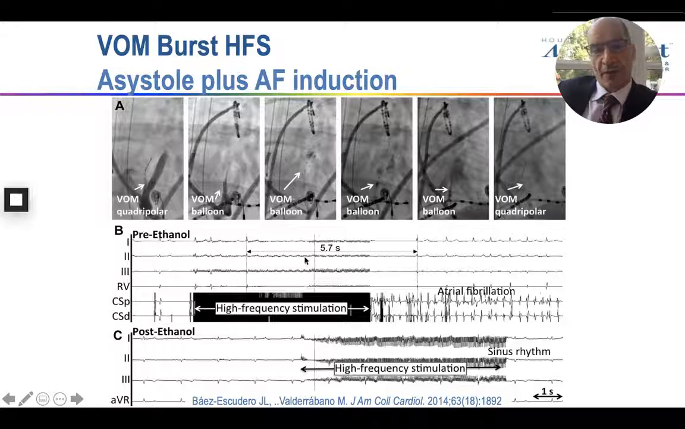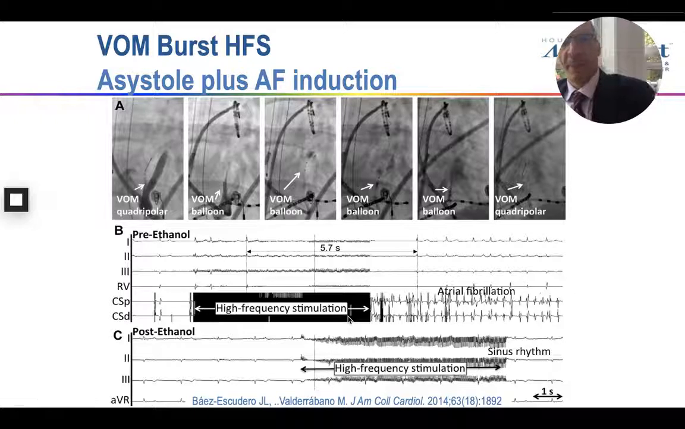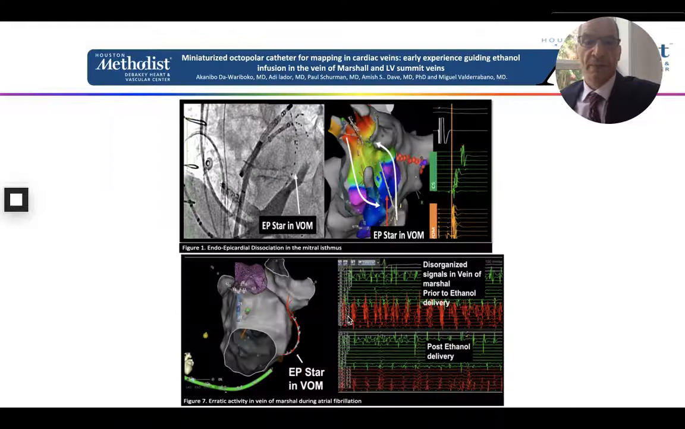The interesting thing is that after giving alcohol in patients like this, we would repeat the high-frequency stimulation, and we would no longer trigger asystole or atrial fibrillation. Again, we have then proved that the vein of Marshall contains innervation, and that the vein of Marshall is a vascular route to target the left atrial innervation in humans.